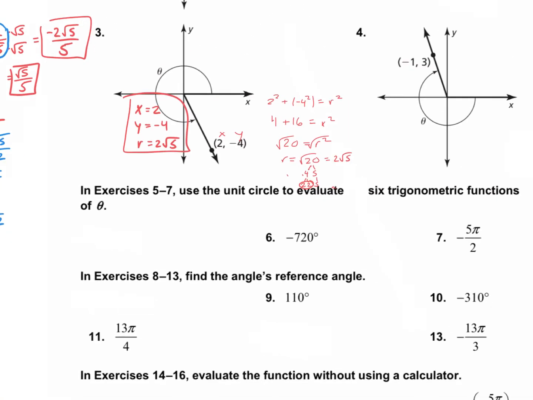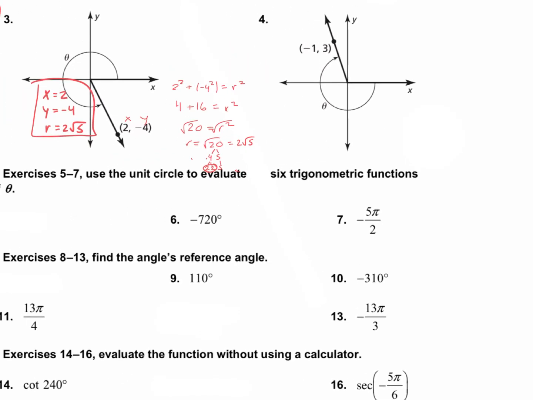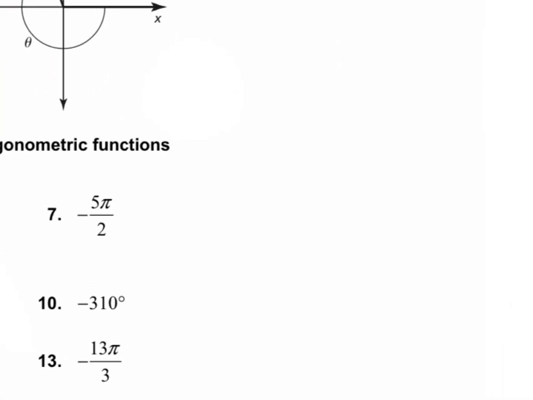Let's look at number 7. So we need to use the unit circle to evaluate the 6 trig functions. Whenever it says unit circle, what does that give us a clue about? R is equal to 1. And we need to figure out where this is on our unit circle to see what x and y are going to be equal to. Do we know where negative 5 pi over 2 is on our graph? Just by looking at negative 5 pi over 2? Not really. So how do we change this to degrees?